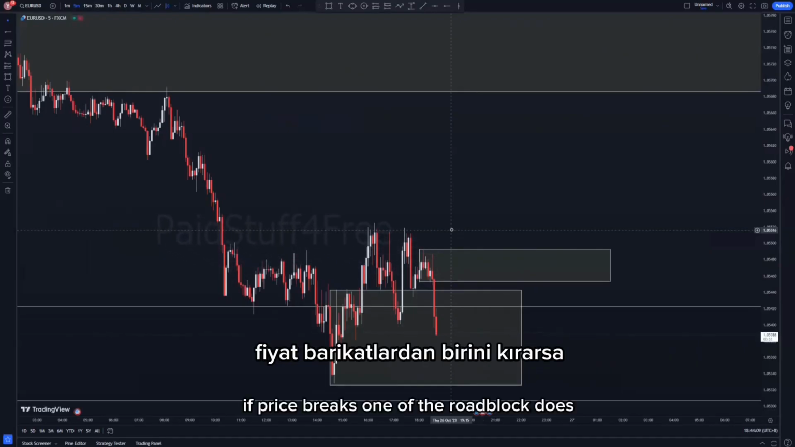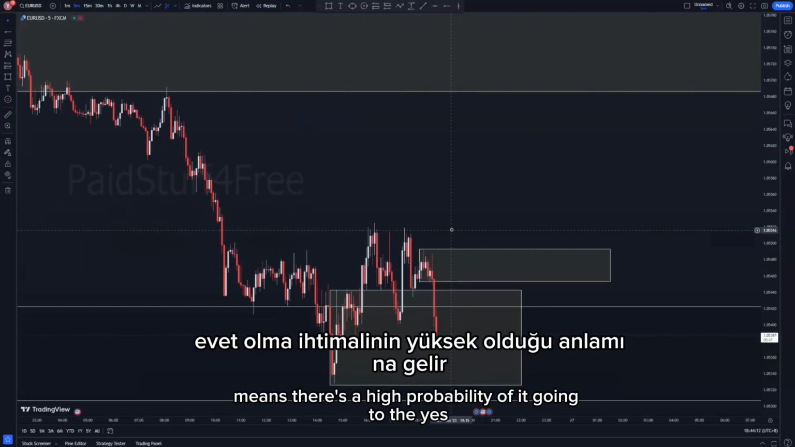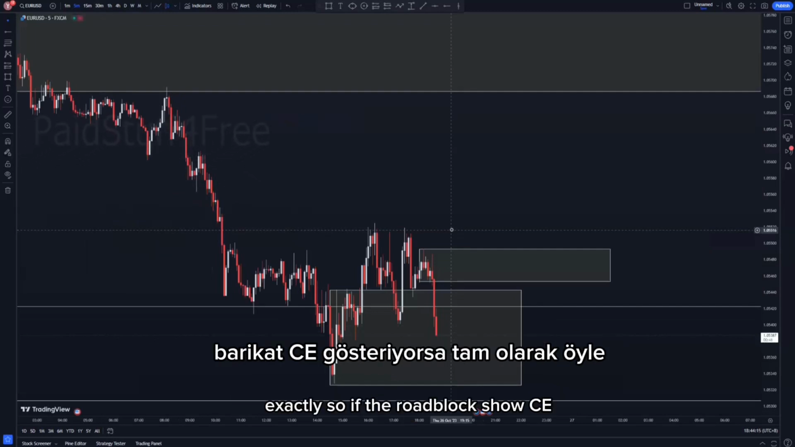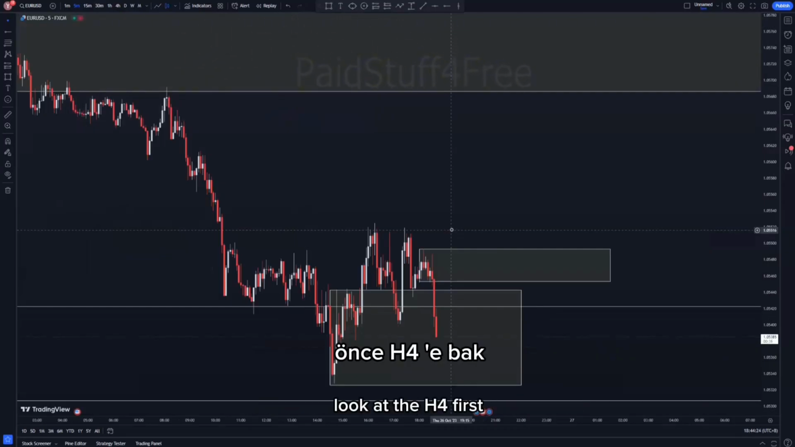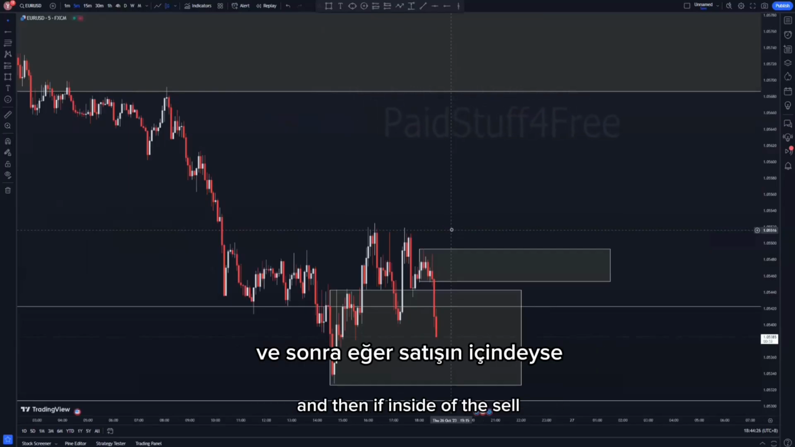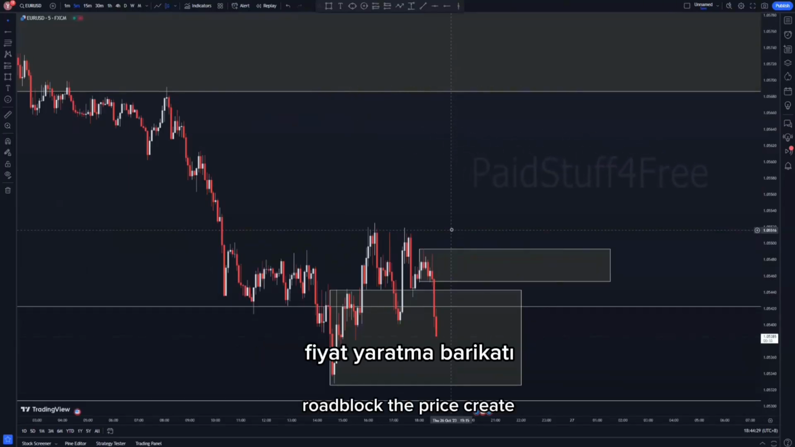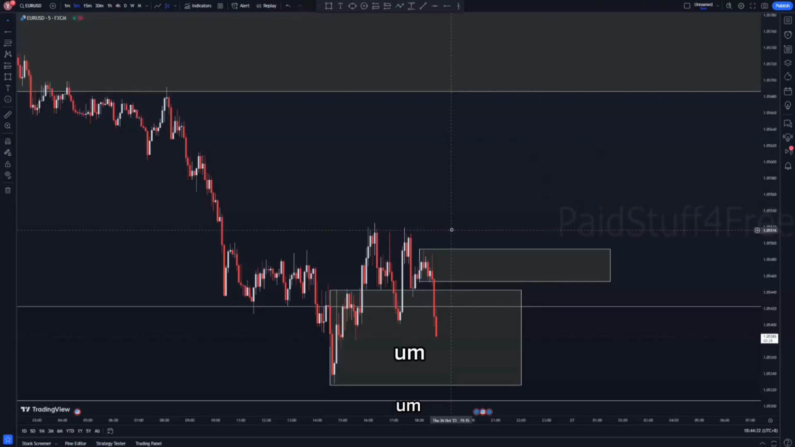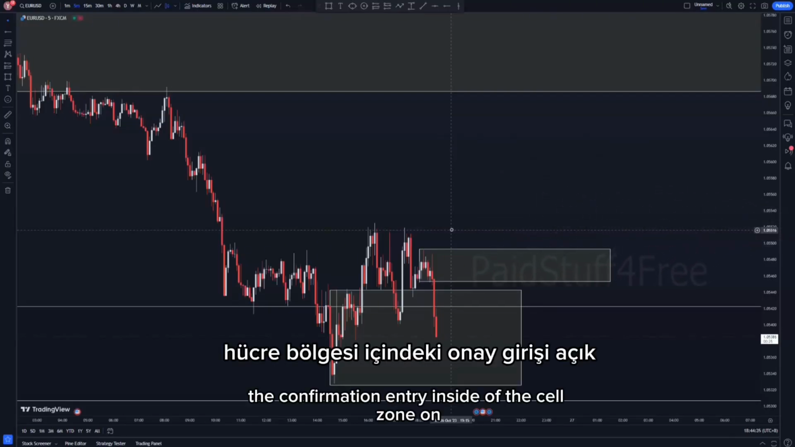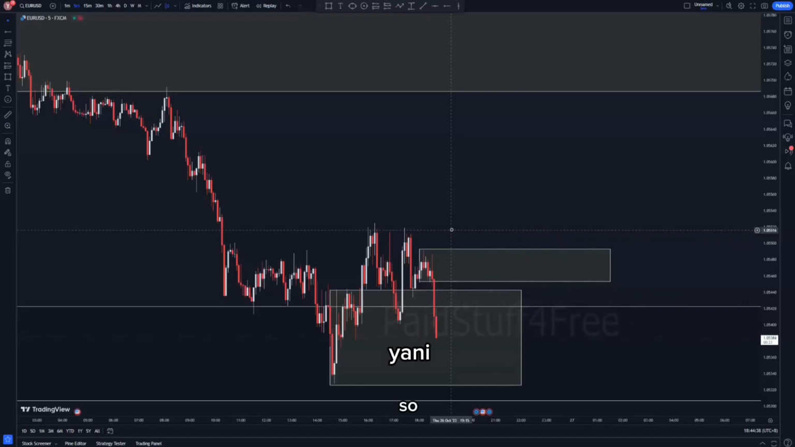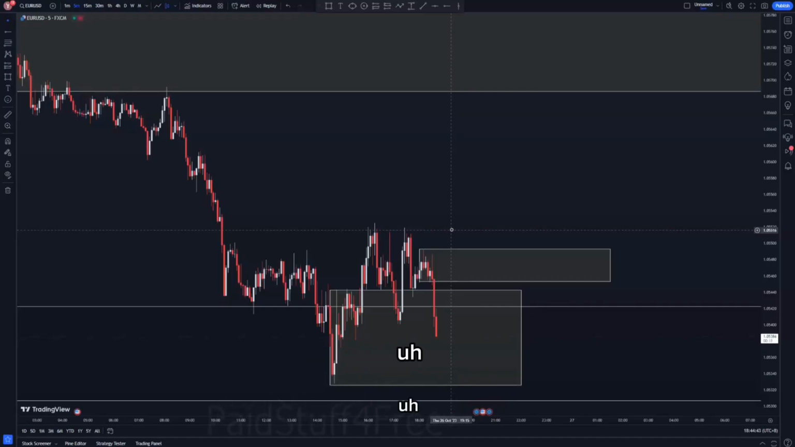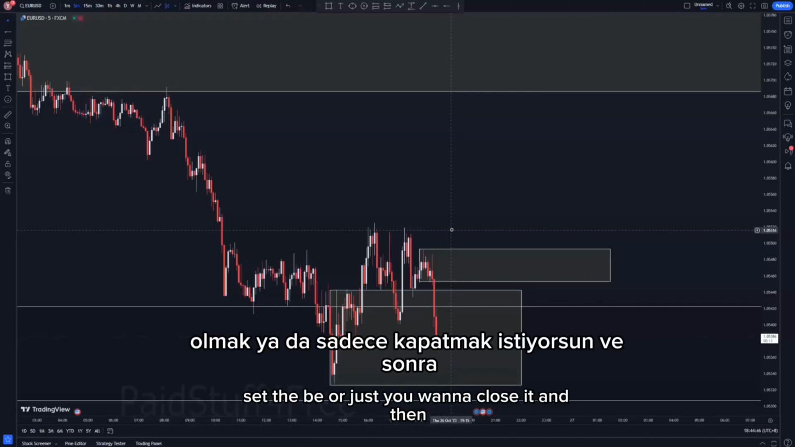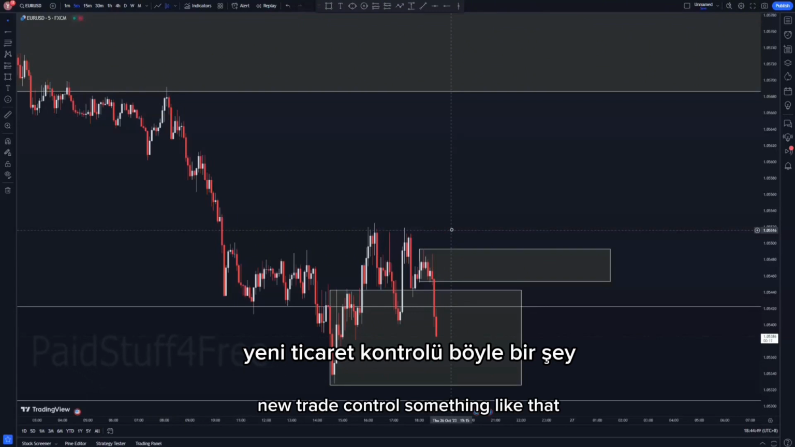If price breaks one of the roadblocks, does that mean there's a high probability of it going to the... Yes, exactly. So if the roadblock shows CE, then we close our entry. Look at the H4 first. If we are currently in a buy zone of H4, and inside of the sell roadblock the price creates the confirmation entry inside of the sell zone on M30, then it depends on you. You can close and look for another new buy, or set the BE, or close it and wait for a new trade control, something like that.